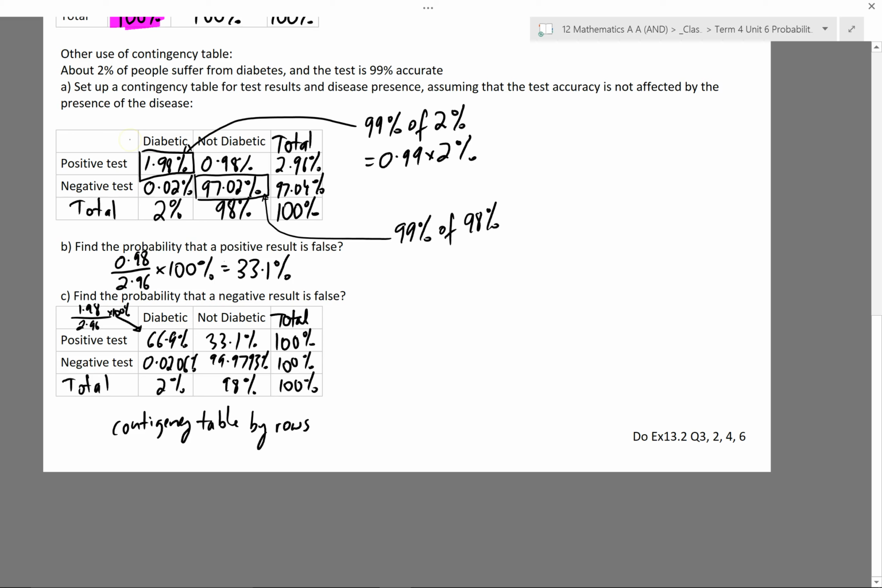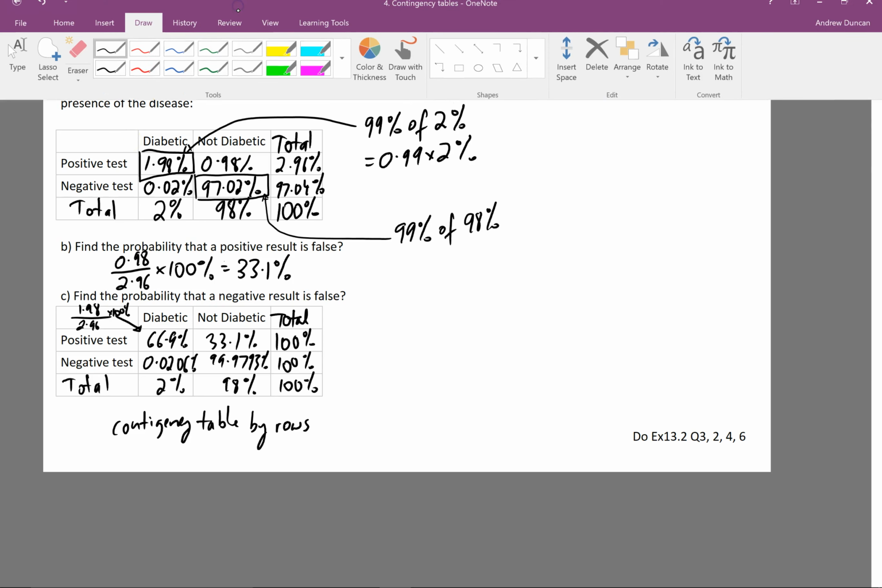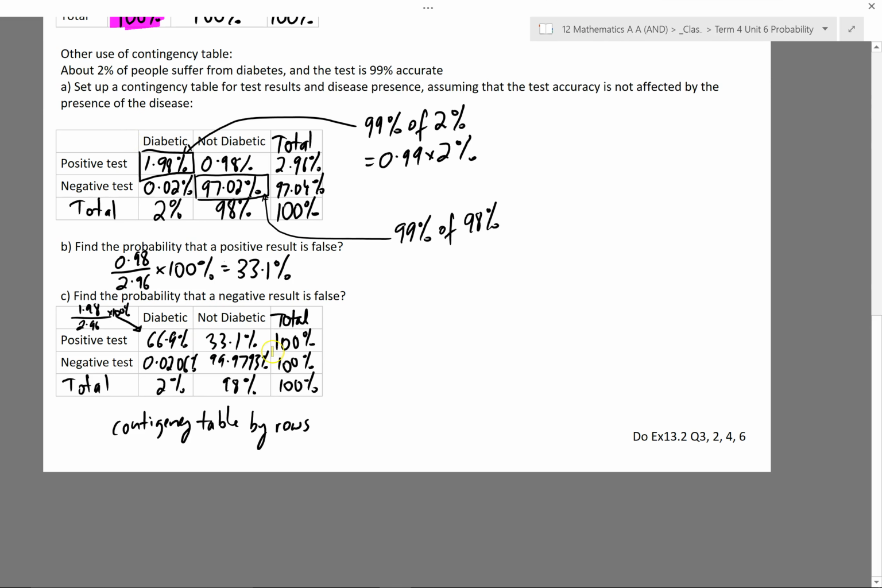cells. And then looking for the probability that a negative result is false. I'm looking at all these negative results, and a false result would be telling someone they don't have diabetes when they actually do. And I could read that result off the table and I wouldn't have to do the calculations. So it might be more useful to present information in that way.